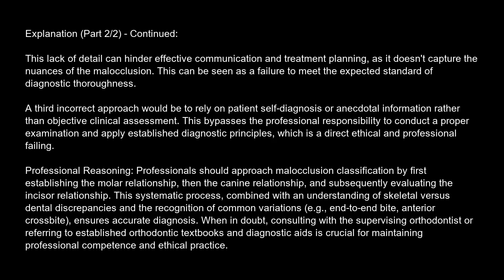Professional reasoning. Professionals should approach malocclusion classification by first establishing the molar relationship, then the canine relationship, and subsequently evaluating the incisor relationship. This systematic process, combined with an understanding of skeletal versus dental discrepancies and the recognition of common variations, e.g., end-to-end bite, anterior crossbite, ensures accurate diagnosis. When in doubt, consulting with the supervising orthodontist or referring to established orthodontic textbooks and diagnostic aids is crucial for maintaining professional competence and ethical practice.